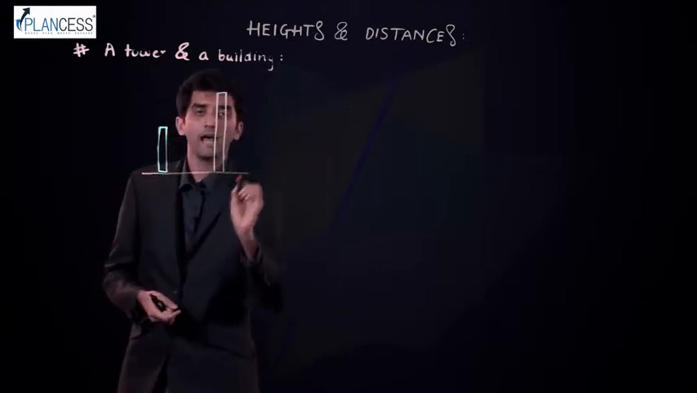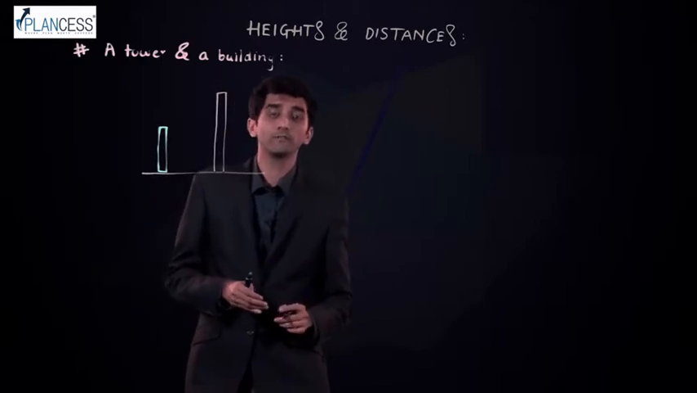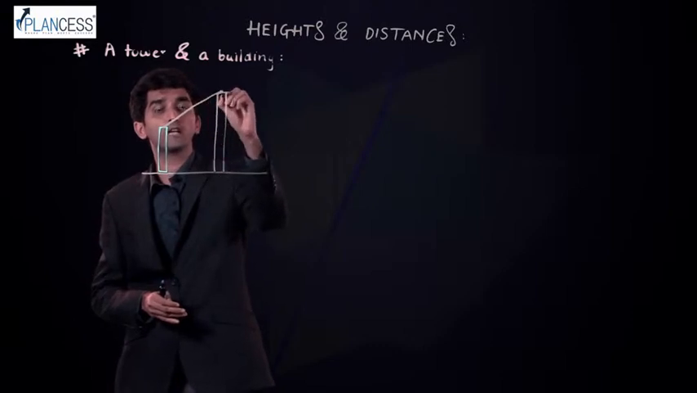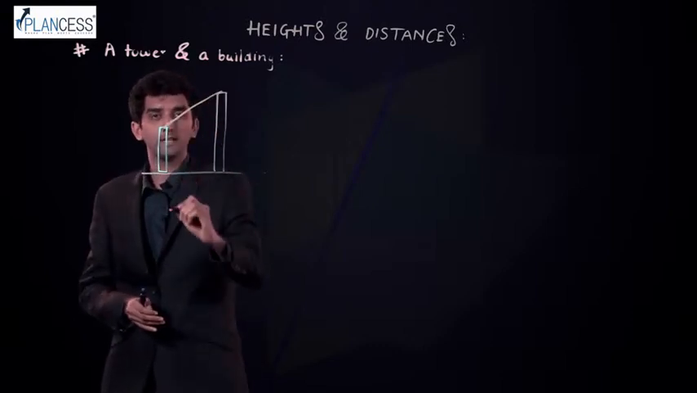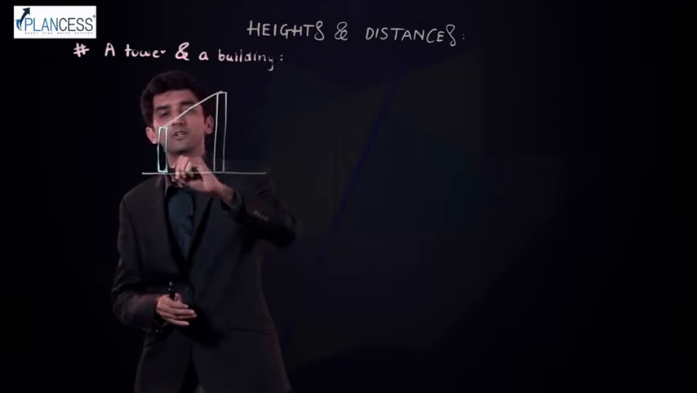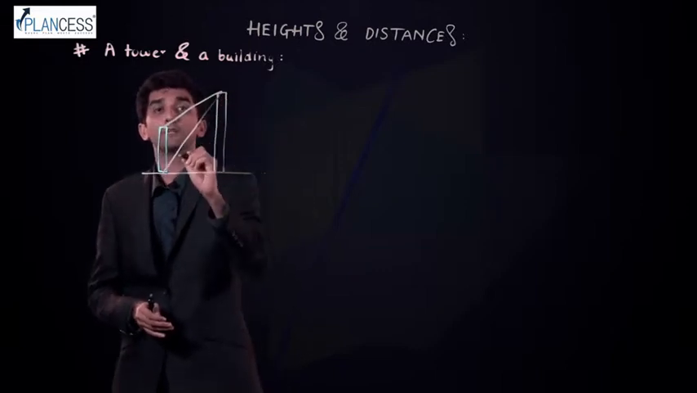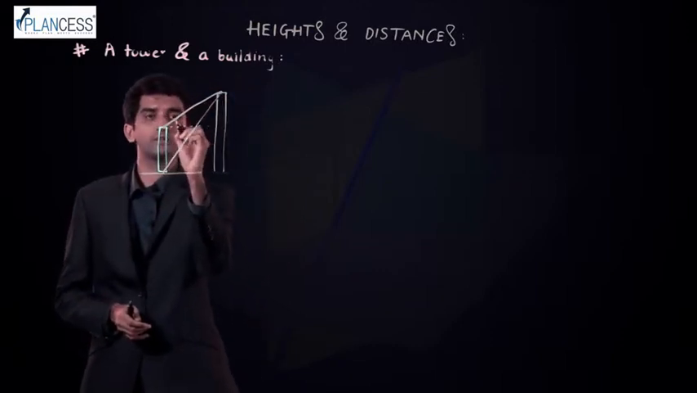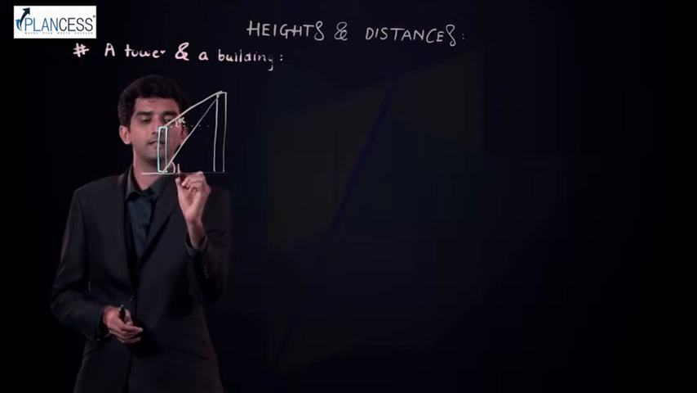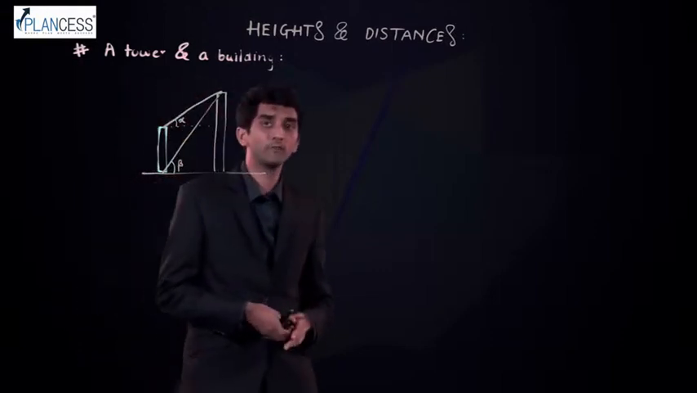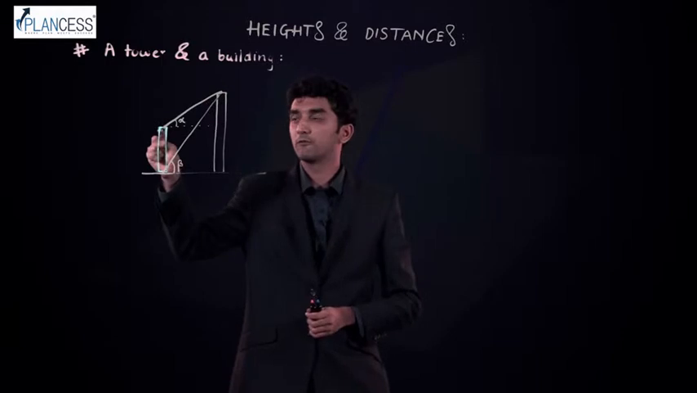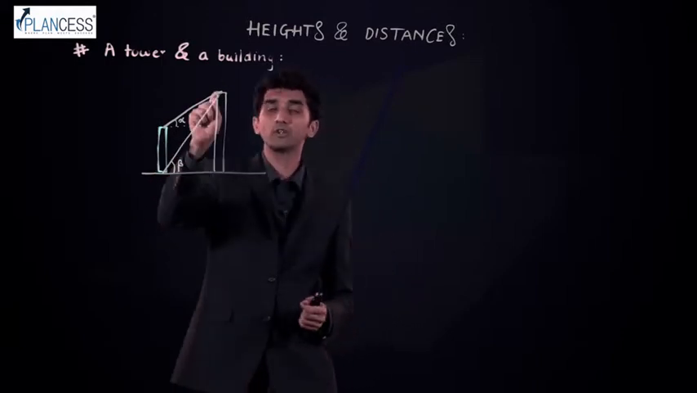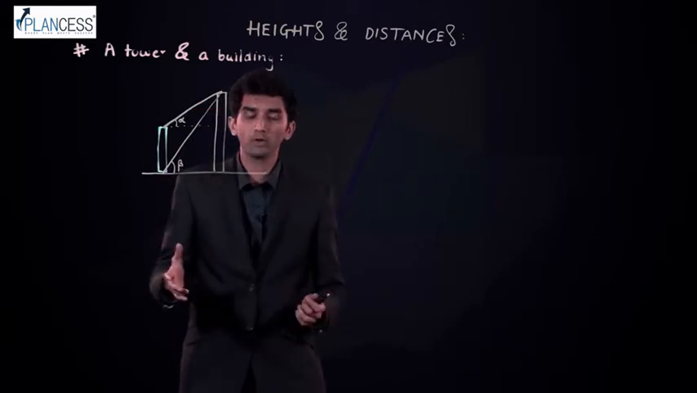This is the ground, and here in this situation we have been given the angle of elevation of the top of the tower from the top of the building and the angle of elevation of the top of the tower from the foot of the building, right? So basically we have been given these two values, alpha and beta, where alpha is the angle of elevation of the top of the tower from the point of view of top of the building, and beta is the angle of elevation of top of the tower from the bottom of the building.